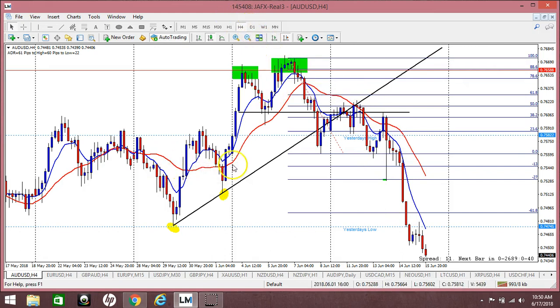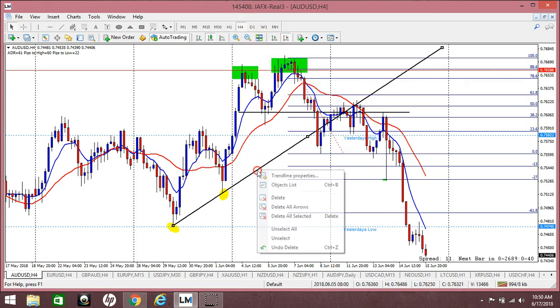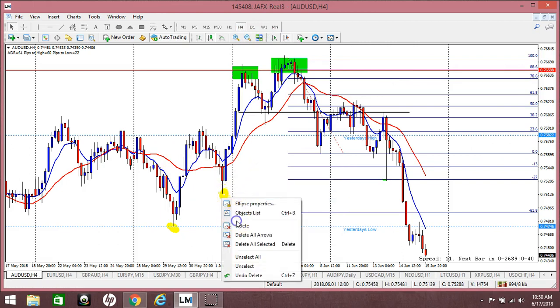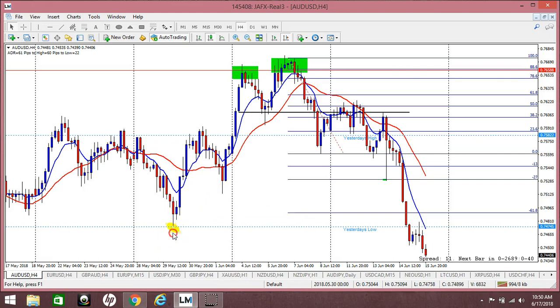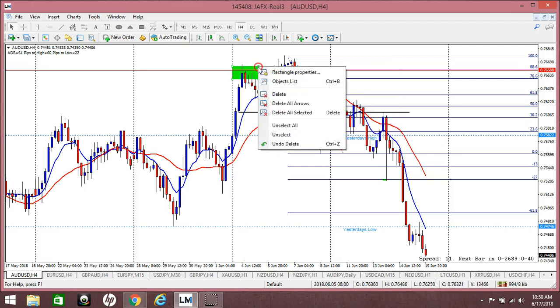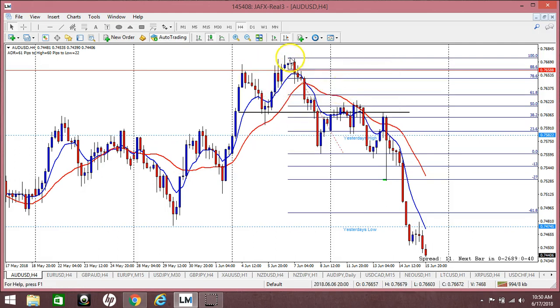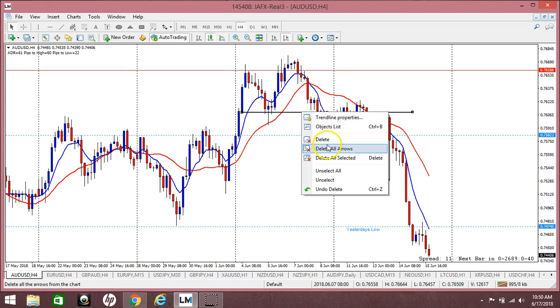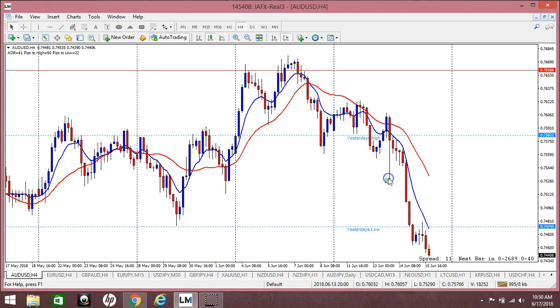Now, if you wanted an even better analysis, always zoom out into a bigger time frame. Let me go ahead and clean some of this up for you guys. Always zoom out into a bigger time frame, and you will see that everything looks a lot neater and cleaner, and you can tell its direction overall.